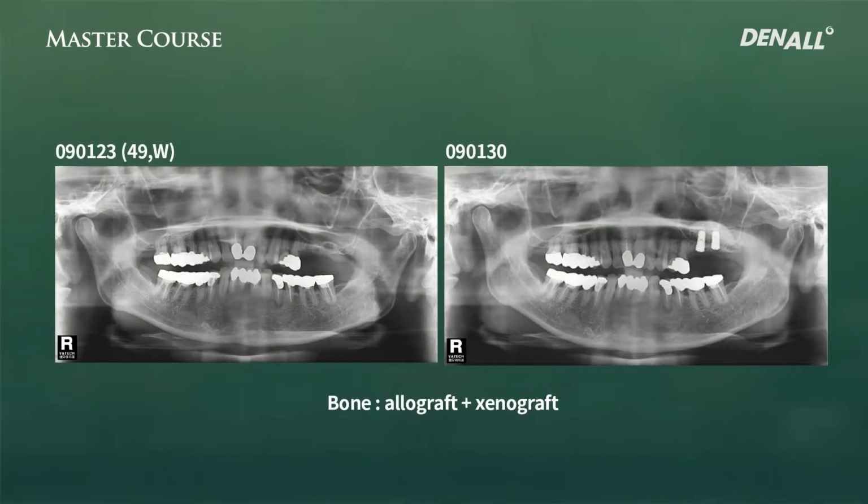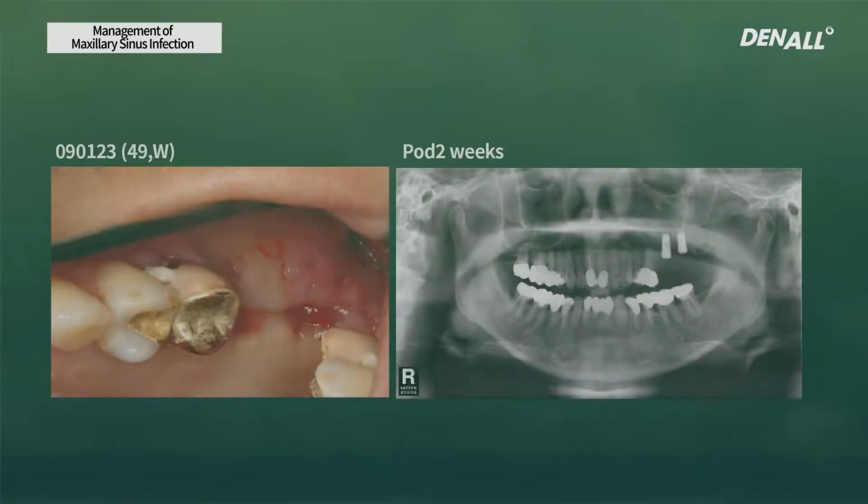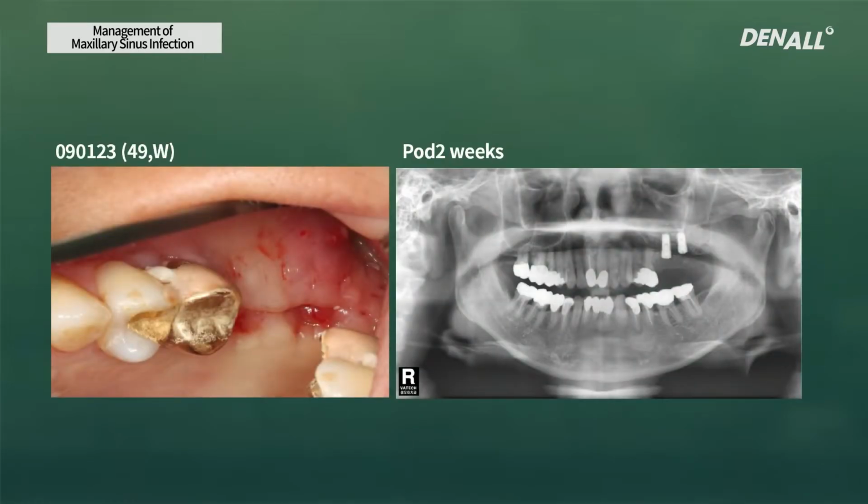This patient is a 49-year-old female. In the upper left area, lateral approach was taken along with bone graft and implant placement. For bone graft material, xenograft as well as allograft was used at the same time. After 2 weeks, the patient came in complaining of continued pain in the upper left area where lateral approach had been done.